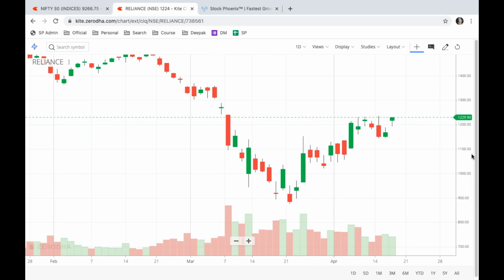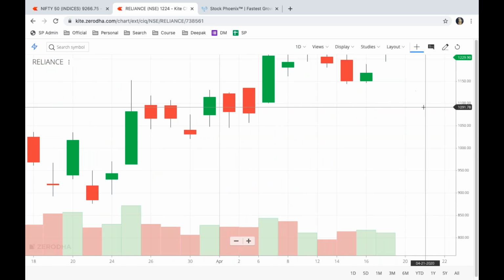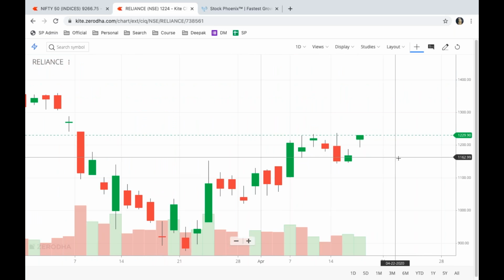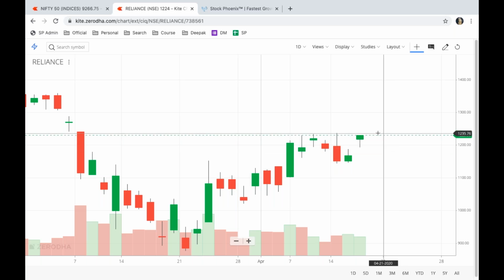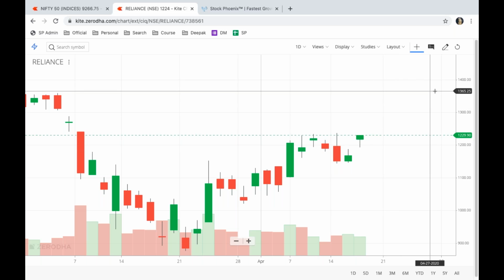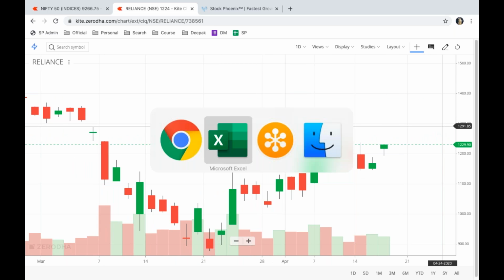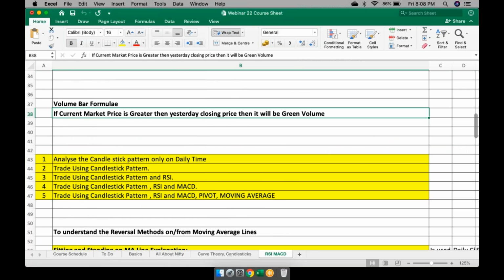So volume color is represented by two things: yesterday's close and today's current market price. So now what is today's current market price? Today the market is closed, but still if we consider the current market price, it is 1229 only. So if today's current market price is greater than yesterday's close, volume will be in red, and if it is less than yesterday's close, volume will be in green. If you don't understand, go back and see the complete recording one more time.